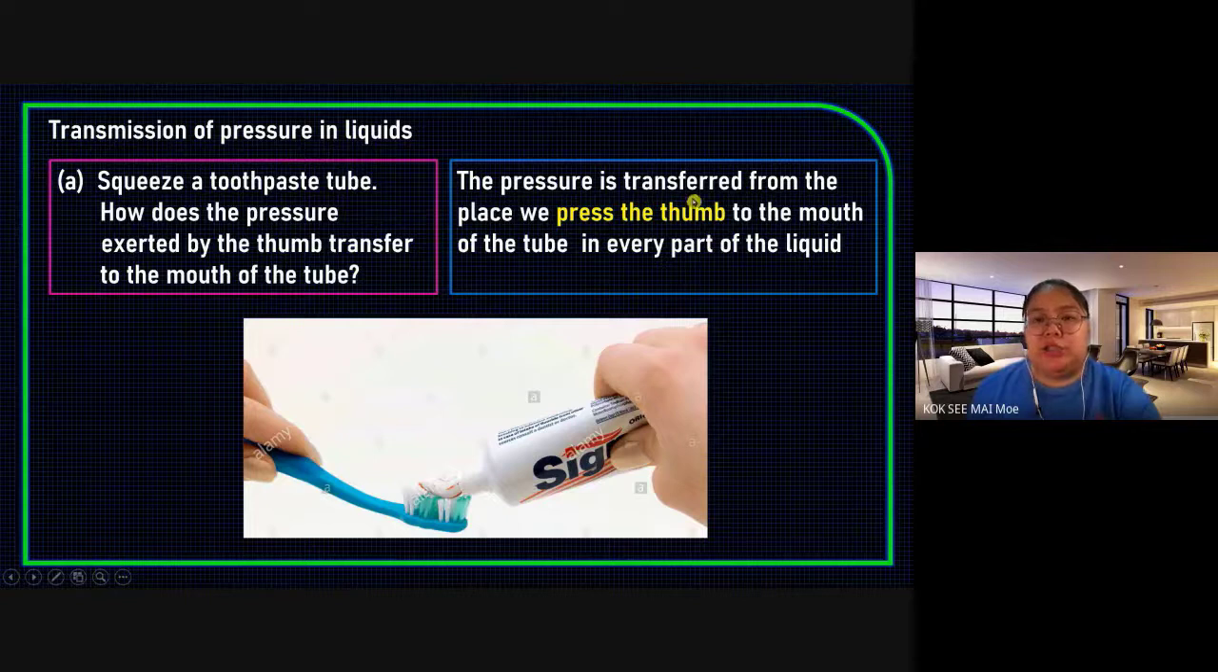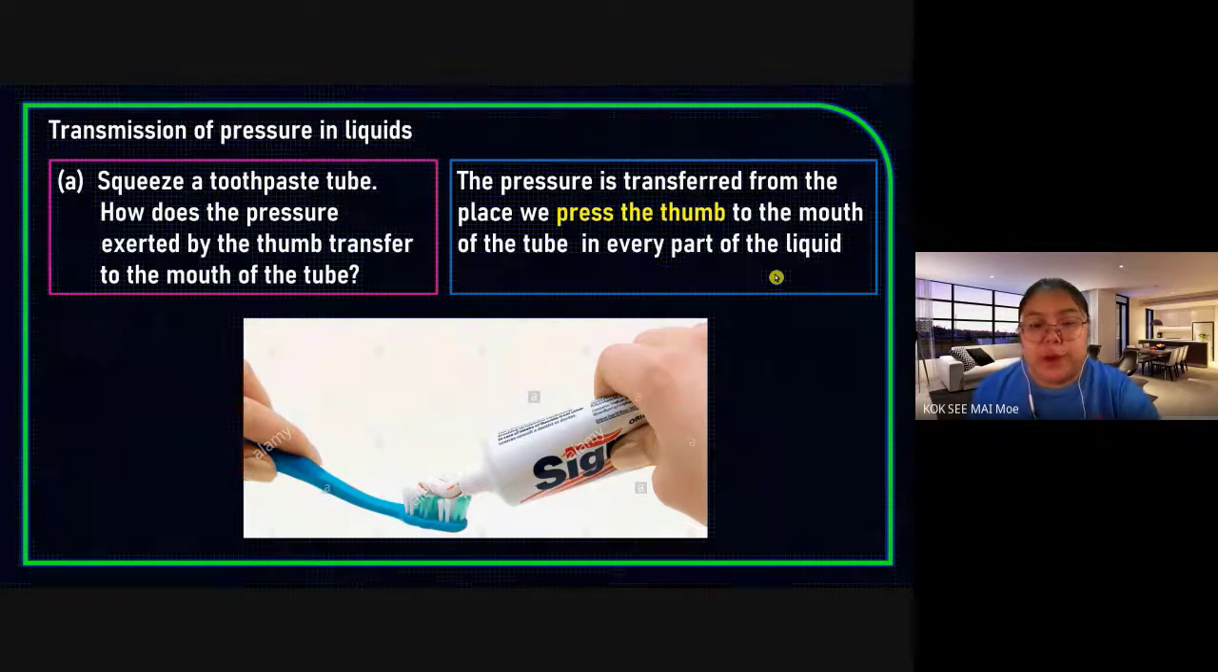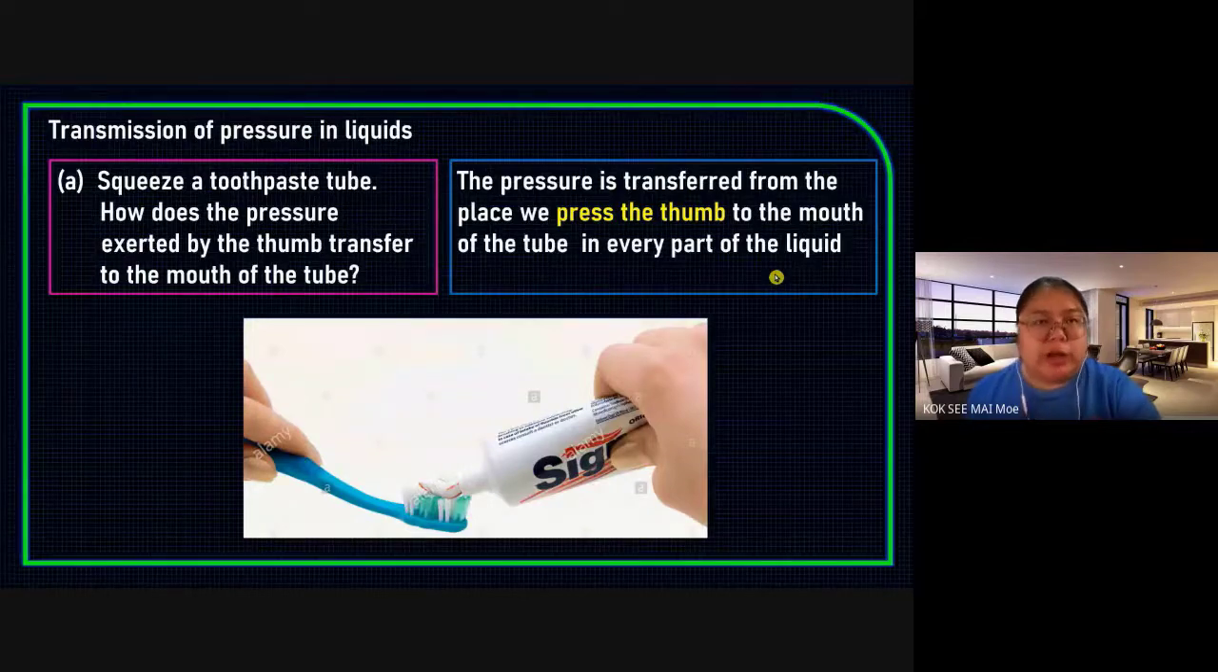So the pressure is transferred from the place where you press by the thumb to the mouth of the tube in every part of the liquid. Actually, when you press, this one we call an enclosed system because you don't have any air to go in. When you just press already, the pressure must be transmitted.